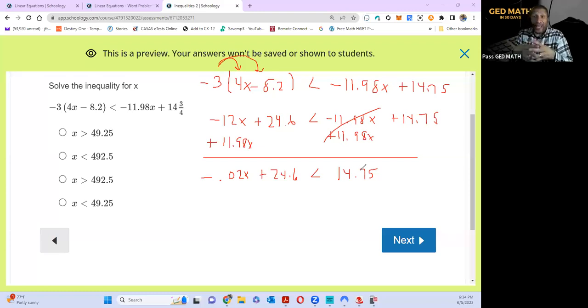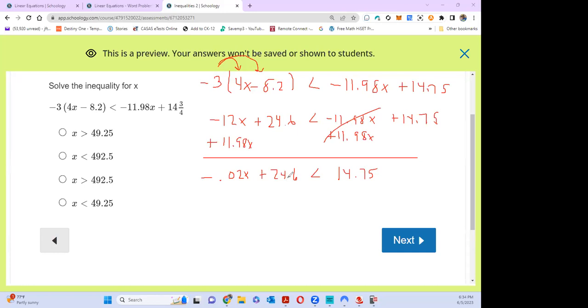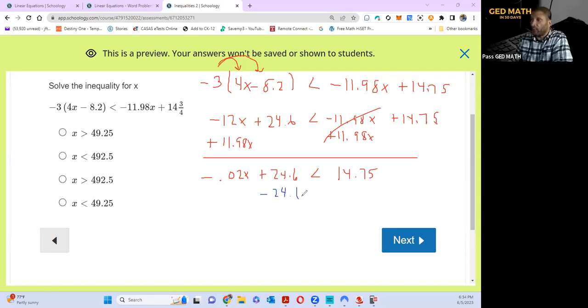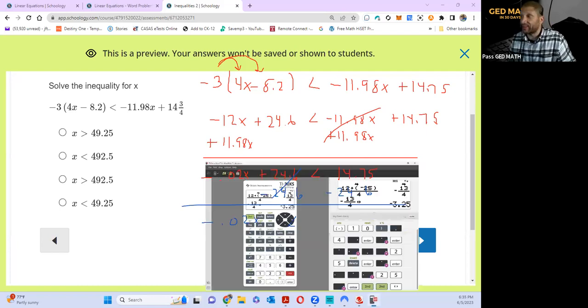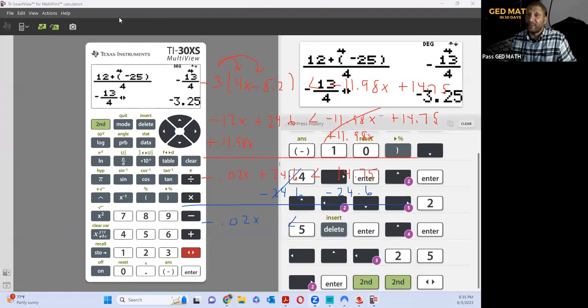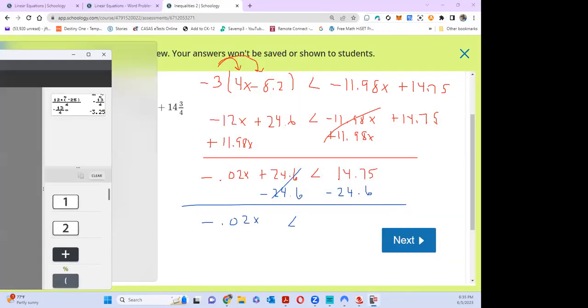Again, my whole goal was to get the x by itself. So my term with the x, I want to leave that negative 0.02x alone right now. So I need to get rid of the what? 24.6. The opposite of plus 24.6 is minus 24.6. Negative 0.02x, they cancel, less than, what is 24.6 minus 14.75?